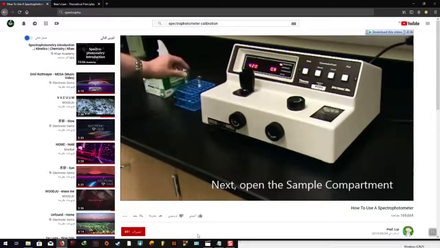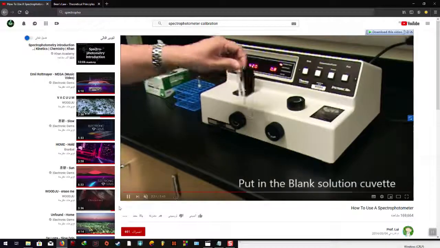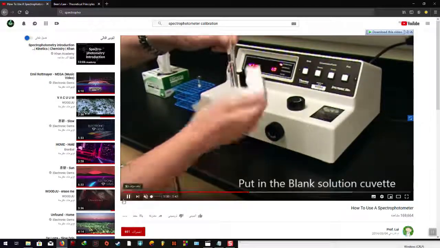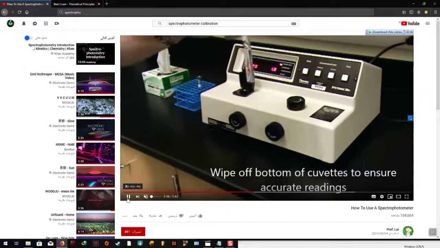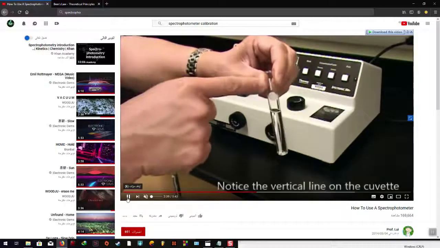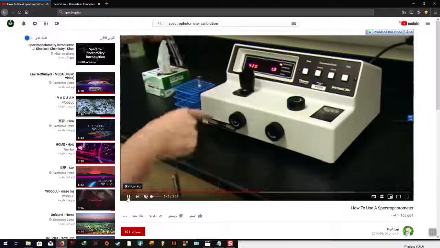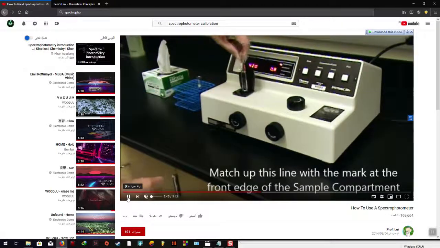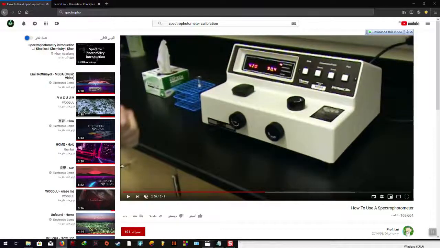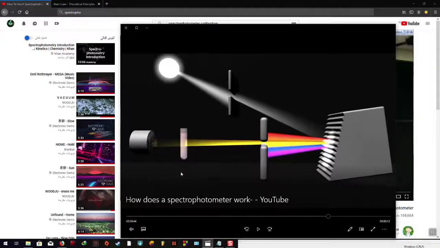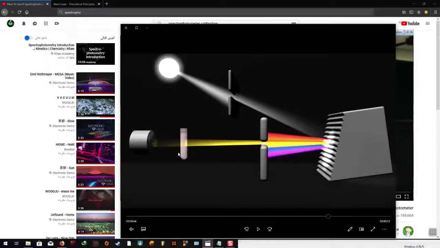Now after we open the sample compartment or the chamber, we put in the blank solution cuvette. Here something must be explained: what is the fundamental purpose, or the benefit, of the blank? The blank is a solution that has all the components of the incoming sample, or the sample that we want to measure, except the analyte that we are going to measure.